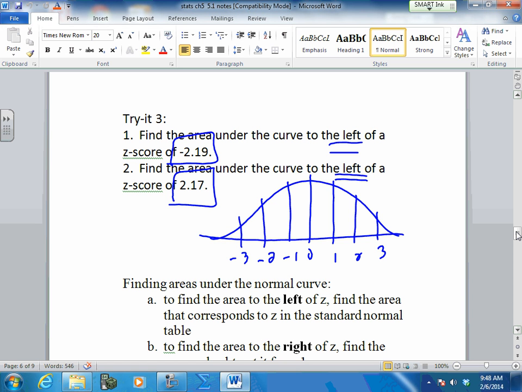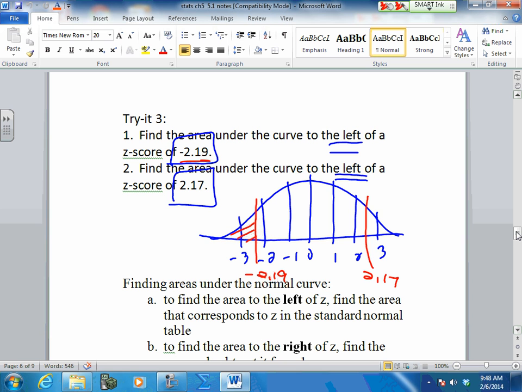The best way to do this is locate these first. Where does negative 2.19 fall between? Which two integers? Negative 1 and negative 2. No. Negative 2 and negative 3. See it? It doesn't quite get to the 2. Where does 2.17 fall between? 2 and 3. Guys, whenever they ask for cumulative or area to the left, that's what your table gives you.